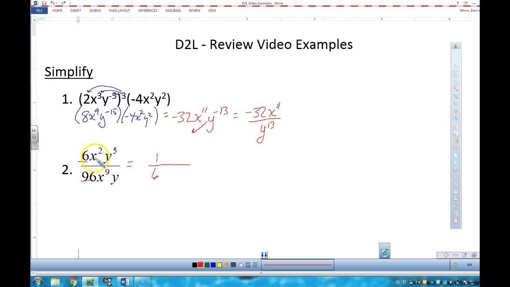Now I have my x's. I have x squared and x to the 9th. Dividing, I subtract exponents. 2 minus 9 is x to the negative 7. And my y values. Y to the 5th divided by y to the 1st, invisible 1 there. 5 minus 1 is y to the 4th power. And we know no negative exponents allowed. So this has to come down to be with that 6. So I have 1 y to the 4th over 6 x to the 7th power.